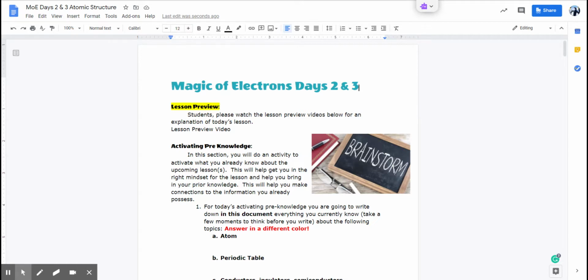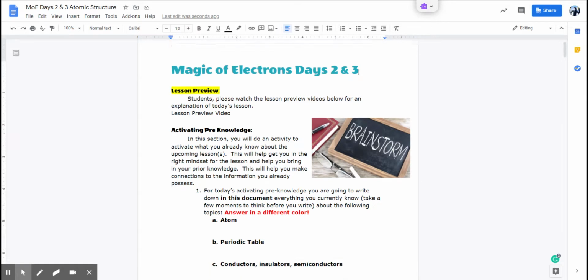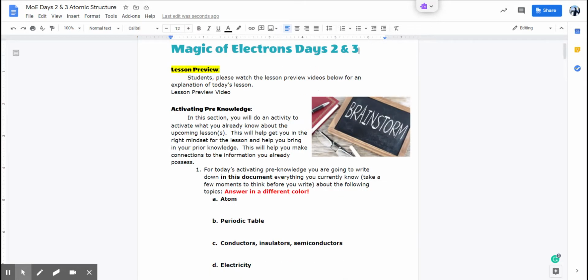First thing we have is the lesson preview you're currently watching. We have our activating pre-knowledge, which is the exact same thing that you did last trimester. You can read the directions, and then you are going to answer in a different color.